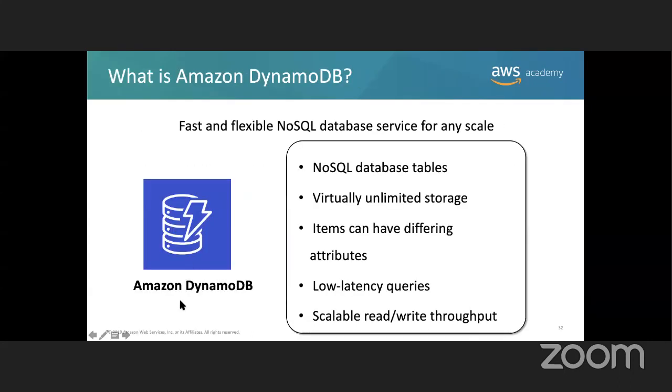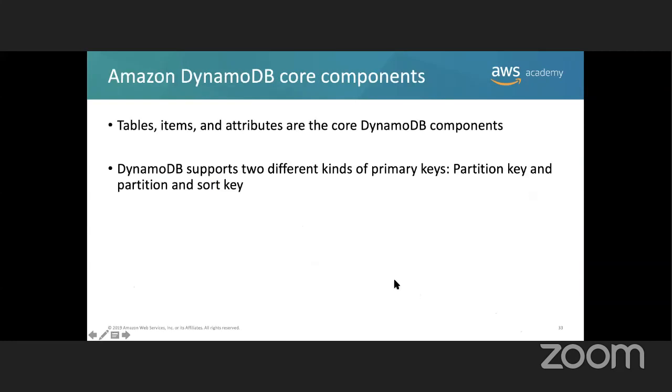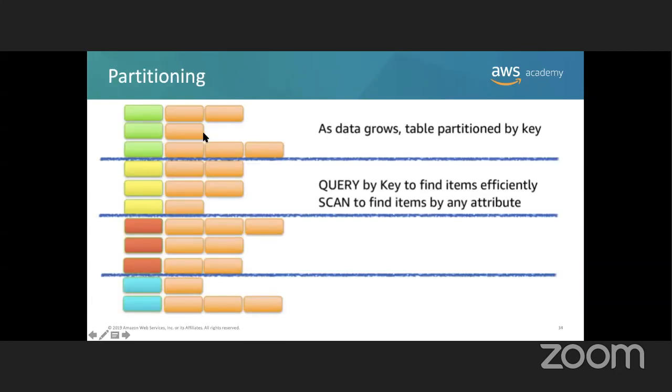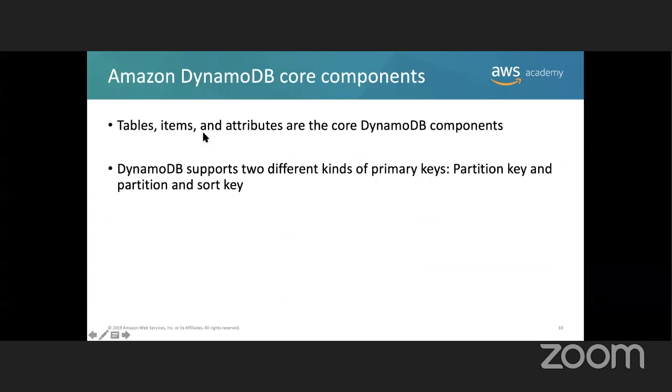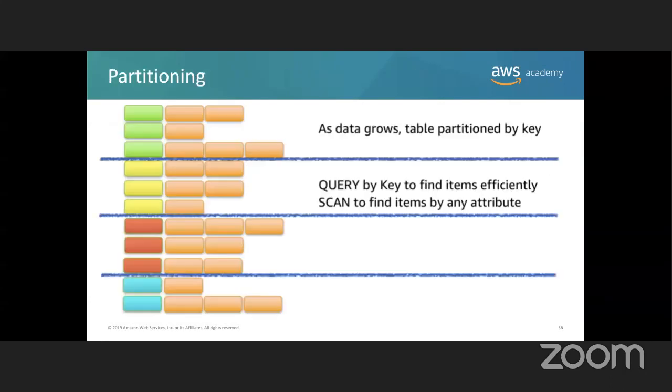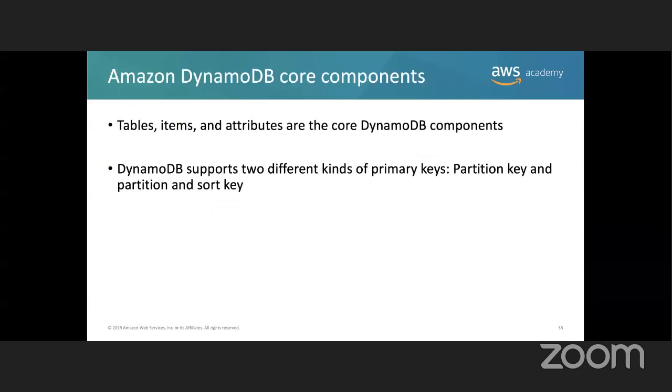Okay. Low latency queries, it's super fast, with scalable read write throughput. You can increment the write capacity and the read capacity easily, right? You have tables, items, and attributes as the core DynamoDB components. Okay, tables, items, and attributes, right? It doesn't have rows and columns. It has tables, items, and attributes. Don't forget those words when you mention it. When they mention a table that uses tables or items and attributes, that's DynamoDB.